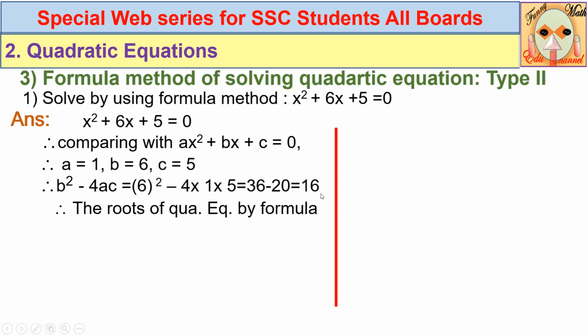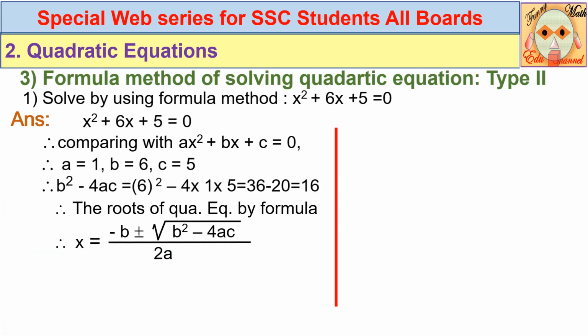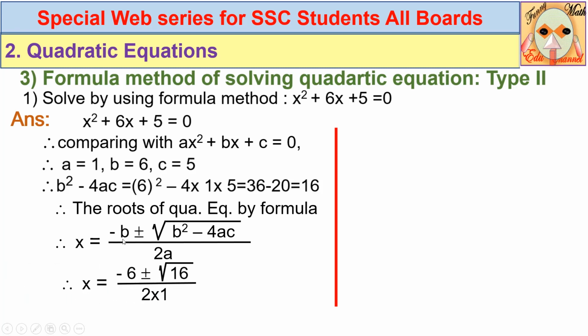Now we are going to write down the formula, the roots of the quadratic equation by formula. The formula you have to keep always in mind. You have to learn this by heart. Then, substituting the values, you get x is equal to minus b, our b was plus 6 here, so minus 6 plus or minus under root 16. 16 is the value of b square minus 4ac which we have calculated above, that we have substituted here, and 2 into 1 because a is 1. So in the formula we have substituted the values.